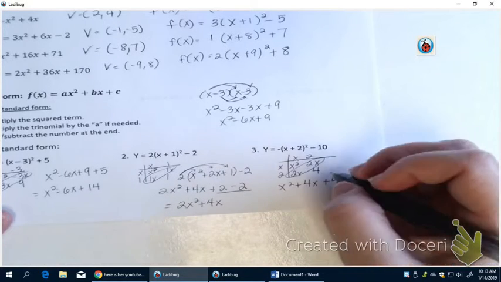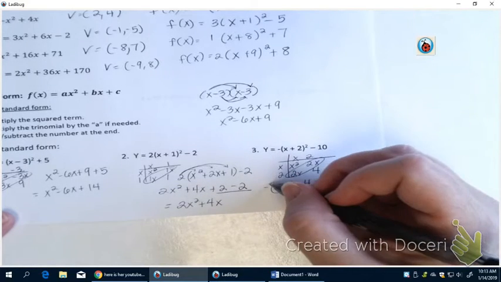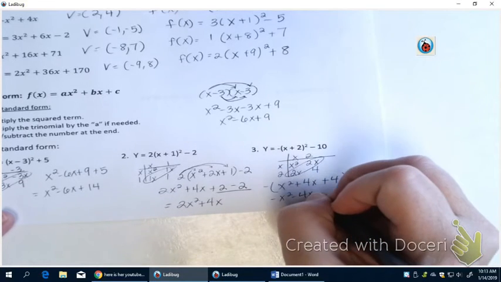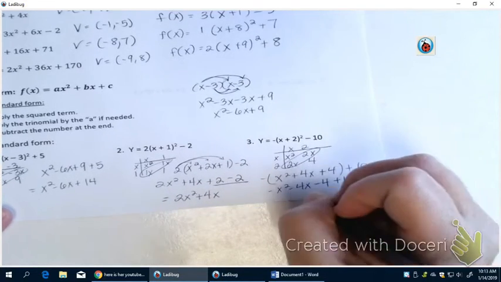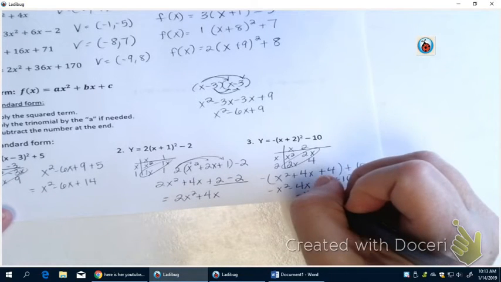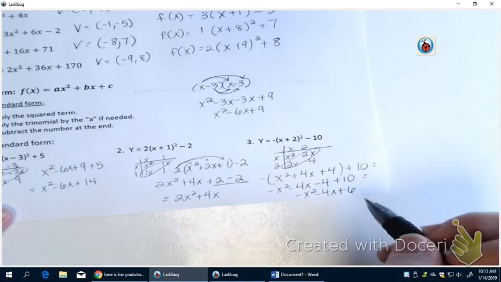Then there's a negative at the beginning and a plus 10. The negative just changes all the signs there. And then you combine that, negative x squared minus 4x plus 6. And then this is our final answer.